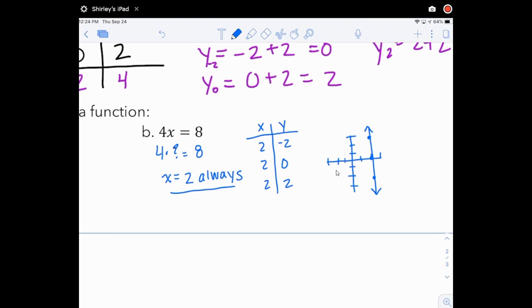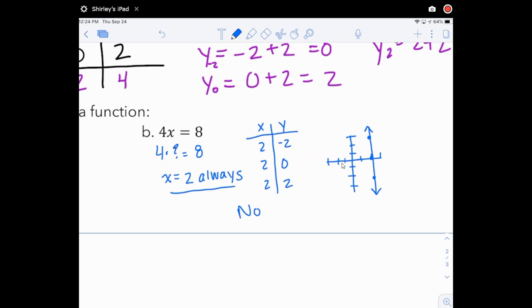So does it pass my vertical line test? Absolutely not, because my graph itself is just a vertical line. If I throw my line down here and do my test, a vertical line is going to hit this at every single point. So is this a function? No, because it fails the vertical line test. Again, a really, really strange type of graph.